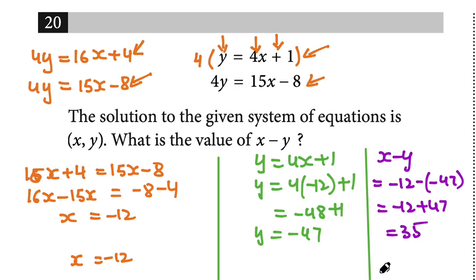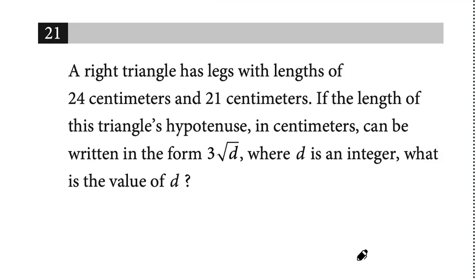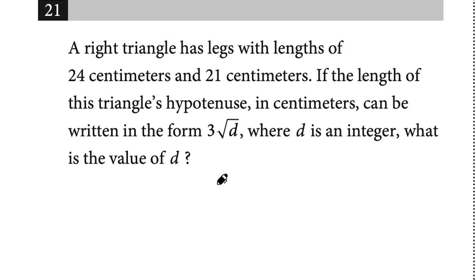Try to understand what method you should choose to solve the question, because this makes a lot of difference. Okay. A right triangle has legs with lengths 24 centimeter and 21 centimeter. Now when it says legs, that means these are the sides other than the hypotenuse. So one is 24 and another one is 28. Okay.